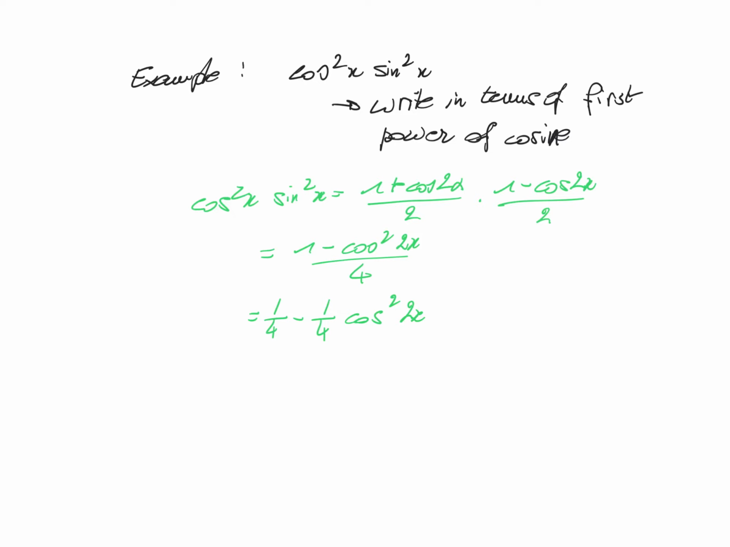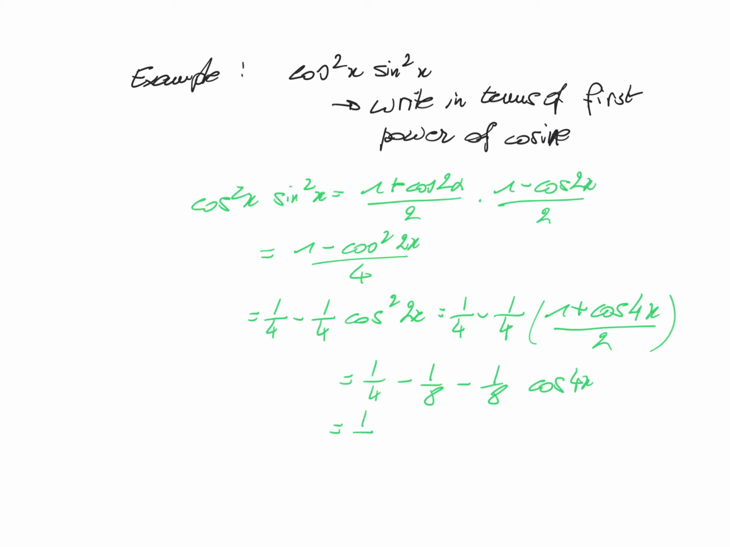And we apply the formula again. So it's 1 over 4 minus 1 over 4 times cosine squared, which was (1 plus cosine of 2 times the angle) divided by 2. In this case the angle is 2x, so we get cosine 4x divided by 2. Or finally we have 1 over 4 minus 1 over 8 minus 1 over 8 cosine 4x. This is 1 over 8 minus 1 over 8 cosine 4x.